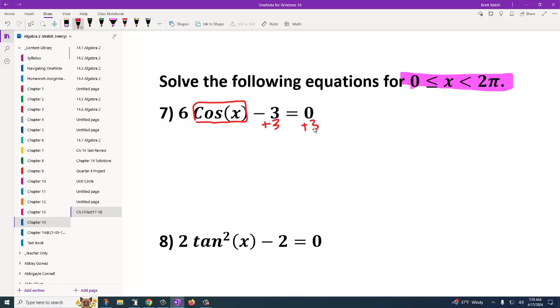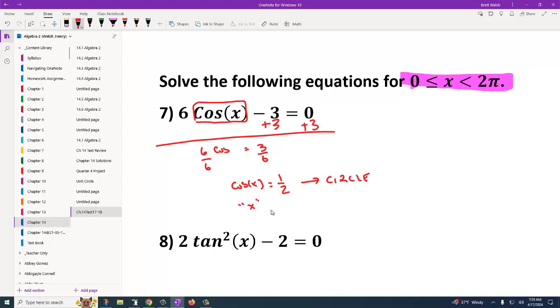Let's just add 3 to both sides. 6 cosine now equals 3. If I divide by 6, the cosine of x now equals 1/2. The second that your trig function is alone, that is when you go to your unit circle. Okay, so the cosine, it is the x-coordinate, and you should have the x-coordinate at 1/2 at, where did we hear? Pi over 3. Look at your unit circle, that's 60 degrees.